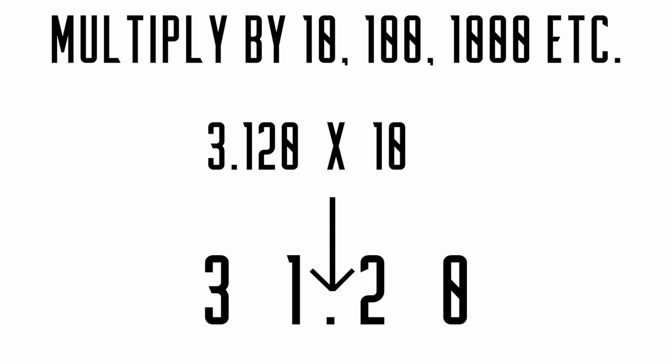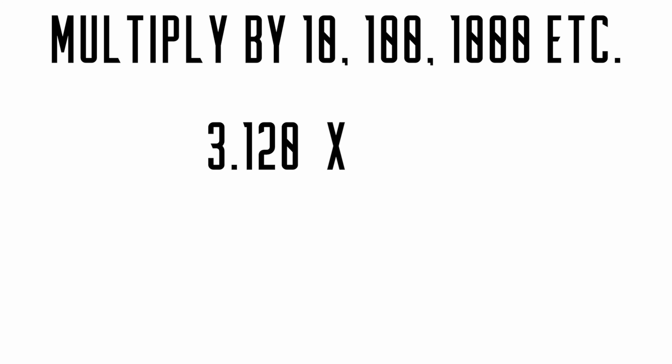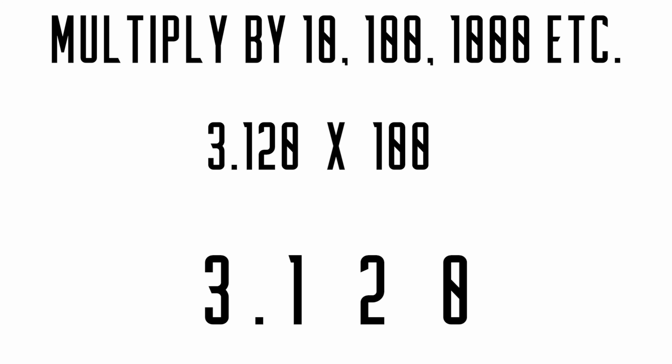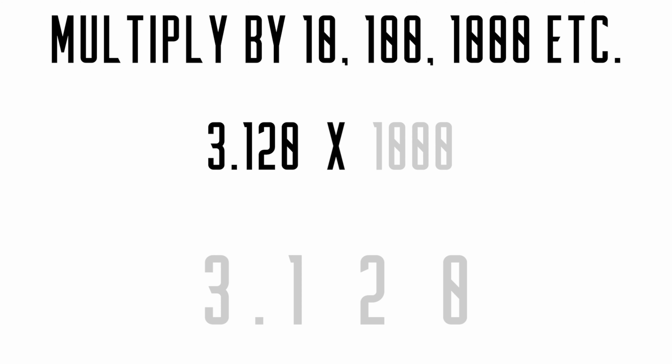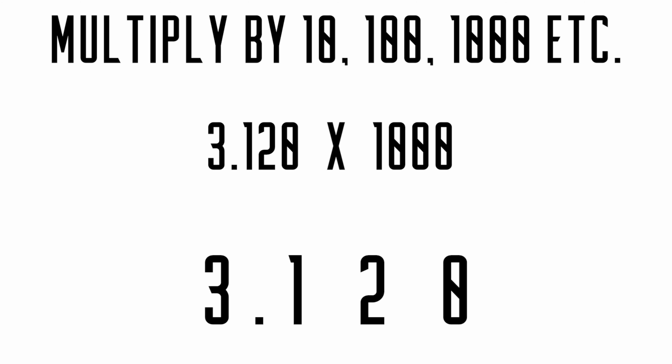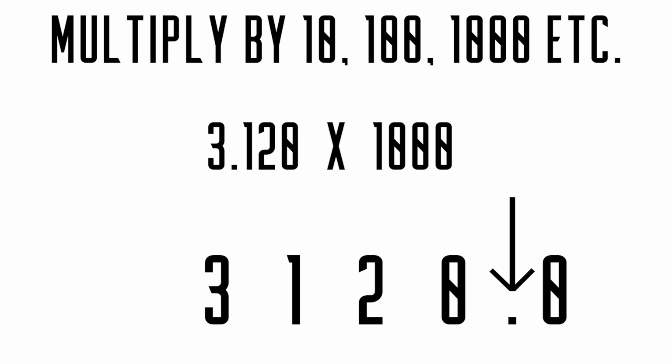If again we look at 3.120 and multiply it by 100, the decimal jumps from behind the 3 two spaces to here behind the 2, so 312. And again, if we look at 3.120 and multiply it by 1000, the decimal point is jumping from behind the 3 three spaces to behind the 0, and it gives us 3120.